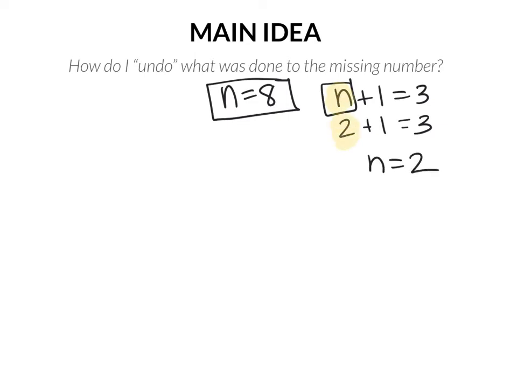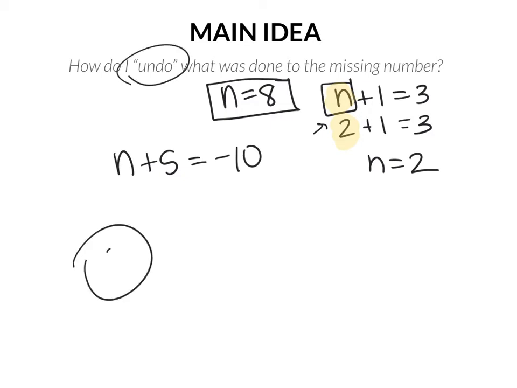It gets a little more complicated once we start applying our fractions and decimals and integers. For example, a missing number plus 5 equals negative 10. Now some of you can use this substitution method and figure out what n must be for this to be true. But if not, we're going to use this undo strategy.